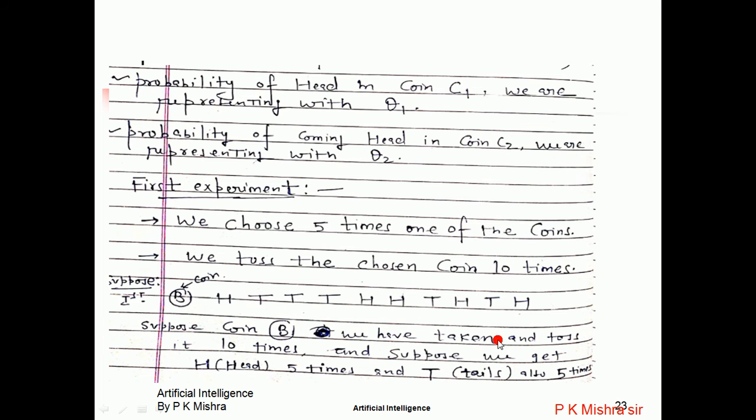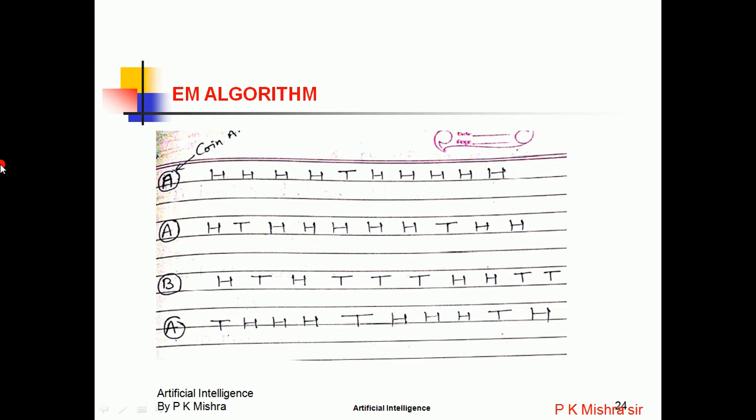Suppose coin B we have taken and tossed 10 times, and we get head 5 times and tail 5 times: 1, 2, 3, 4, 5. 5 times head and 5 times tail. Now suppose I have chosen coin A and flipped coin A 10 times, and suppose we get head 9 times and tail 1 time.